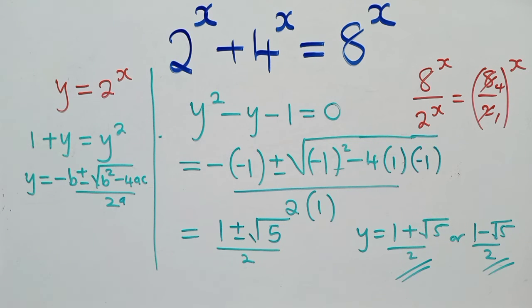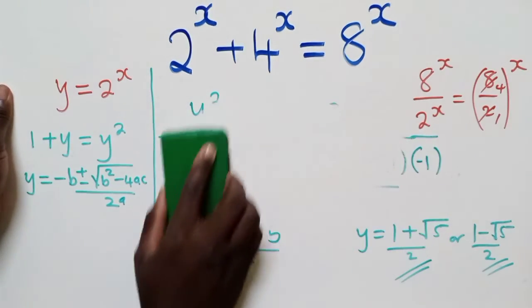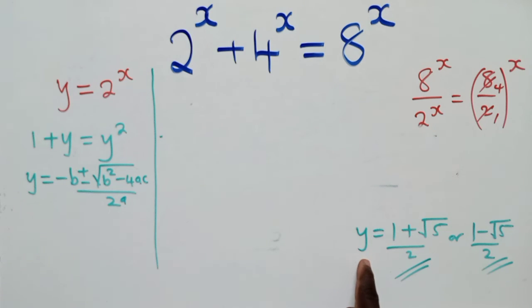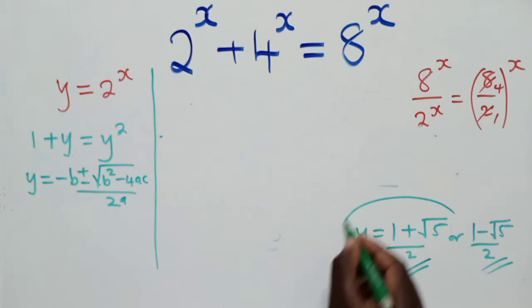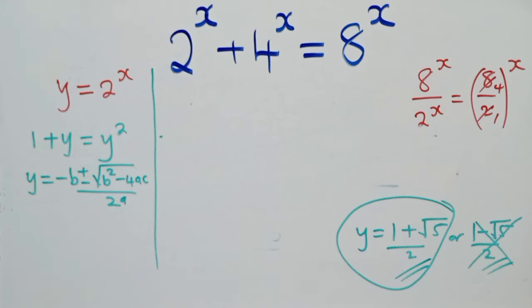Hopefully somebody's following. After getting the y values, we come back to this stage. Remember, we are trying to find the value of x, and we found the value of y. We only work with the positive one. This one, forget about it, because we're going to use natural log, and the log of a negative number does not work out. Anything that gives you a negative, like this one, don't work with it. You just get this one.